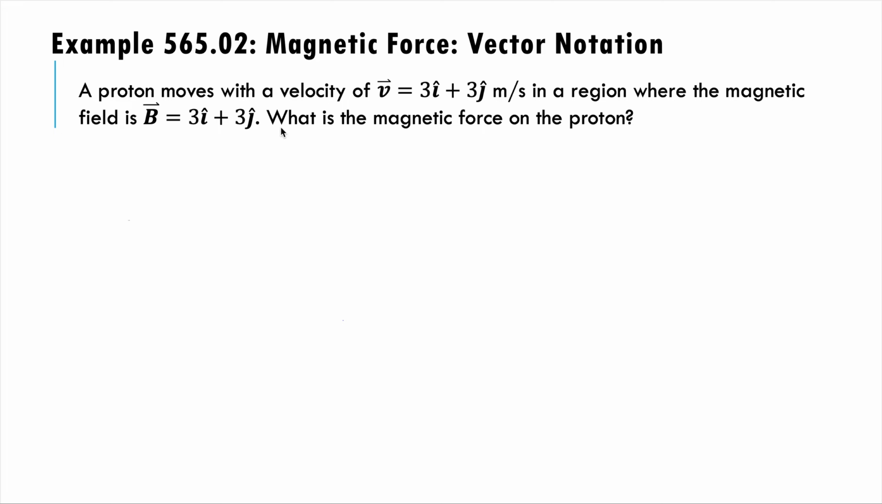In this example, we have a proton that moves with a velocity v equals 3i plus 3j meters per second in a region where the magnetic field is B equals 3i plus 3j teslas. What is the magnetic force on the proton?